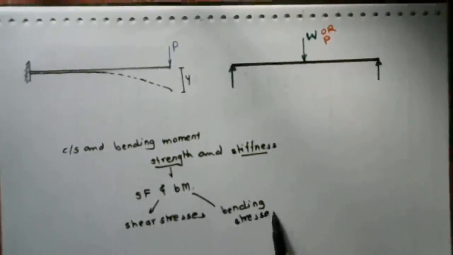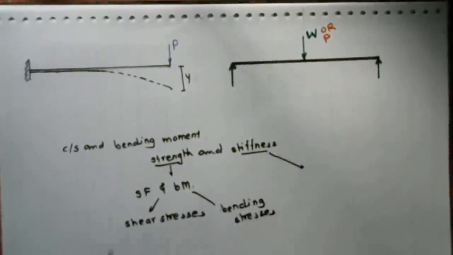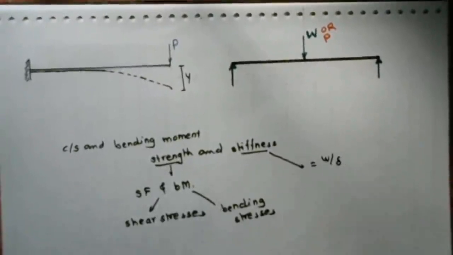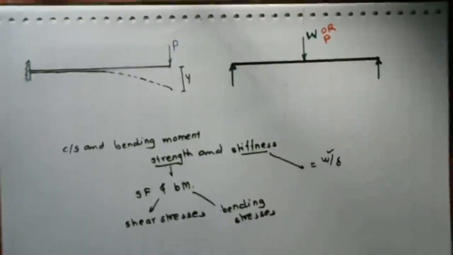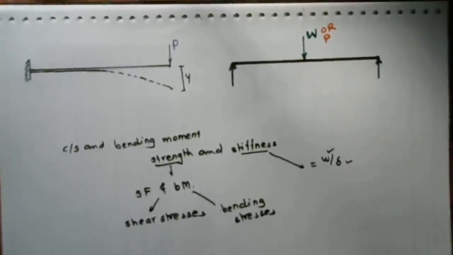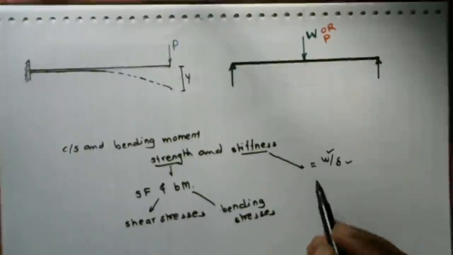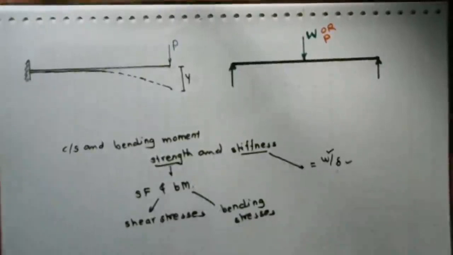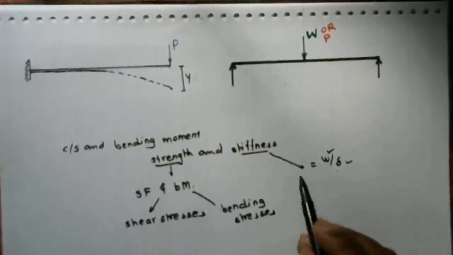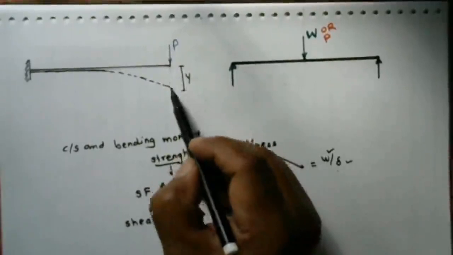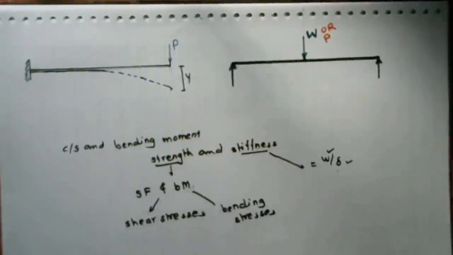That is one thing. But when we consider stiffness as the criterion, stiffness is equal to load per unit deflection. Here W is the applied load on the beam and delta is the deflection when the load is acting on the beam. So the beam should be sufficiently strong to resist these deflections. In other words, the beam should be stiff enough not to deflect more than the permissible limit.